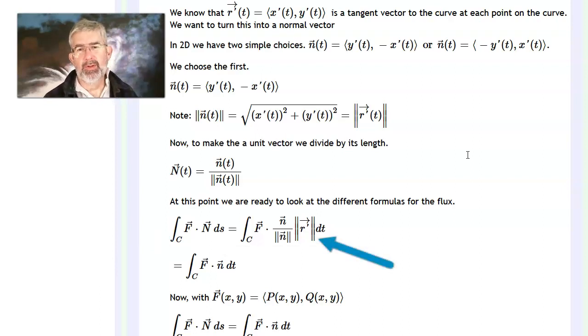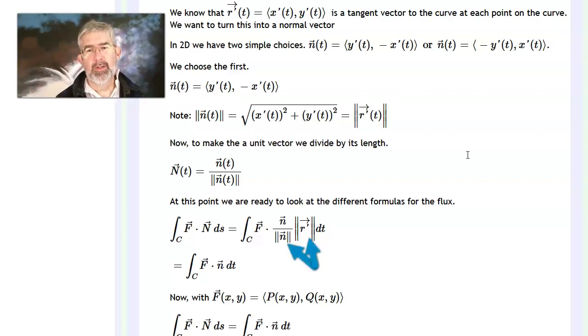Changing some of the expressions to what they're equal to. Capital N is little n over the length of little n, and ds is the length of r prime times dt. Now we just noticed up above here that the length of little n and the length of r prime are the same, so those two cancel out, leaving just the integral of F dotted with lowercase n dt to be the flux integral here.